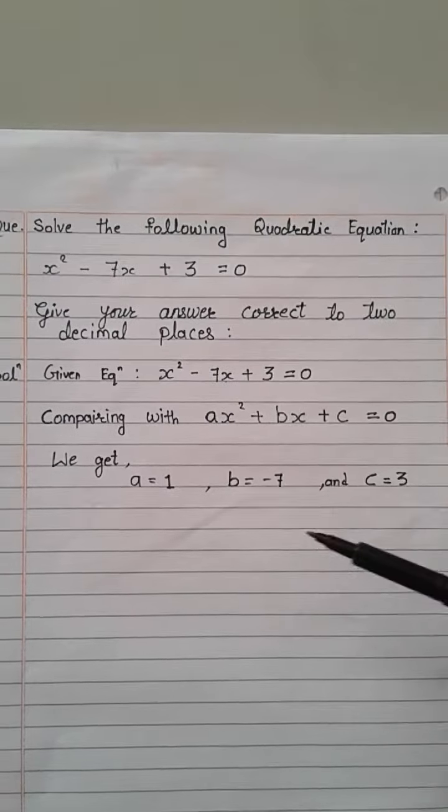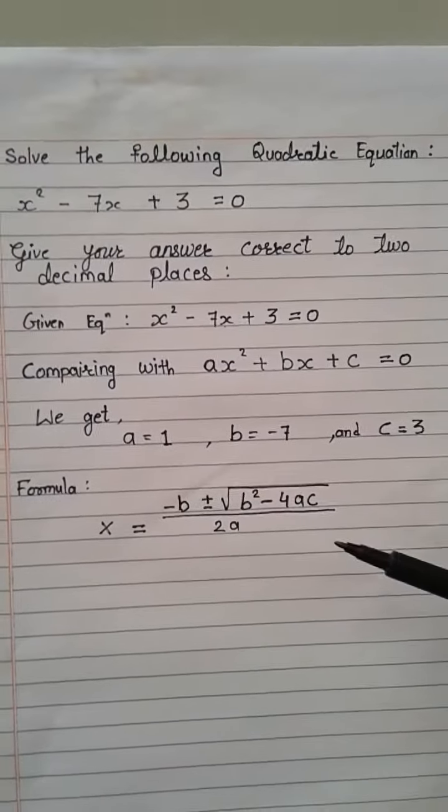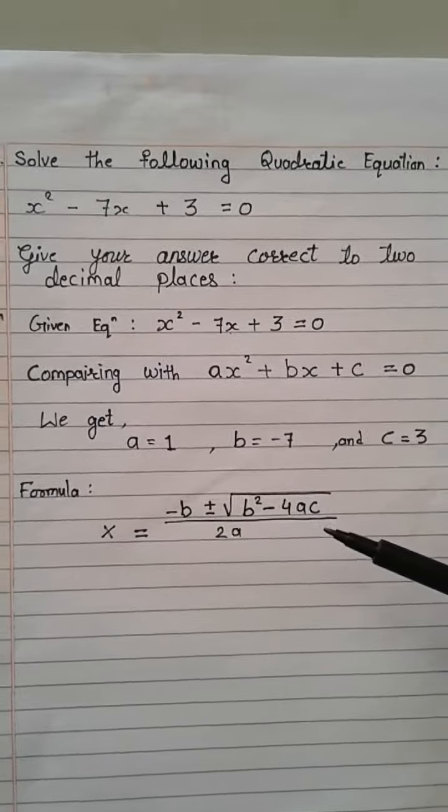Now let's proceed further and write down the formula. After writing this formula, in our next step we substitute the values which we already know. The value of b is minus 7, the value of c is 3 and the value of a is 1. After the substitution, we calculate this term now.